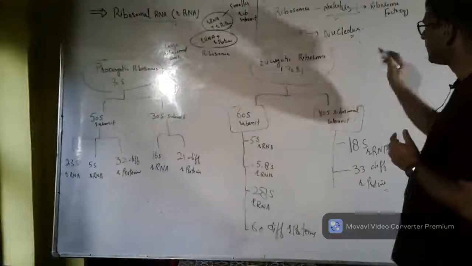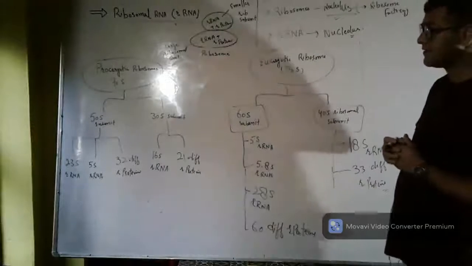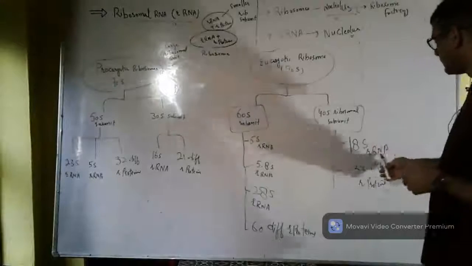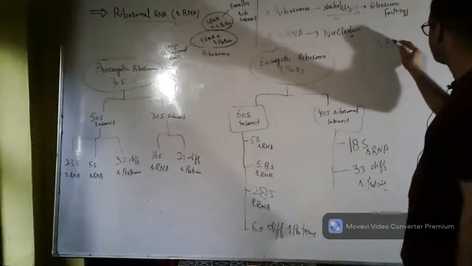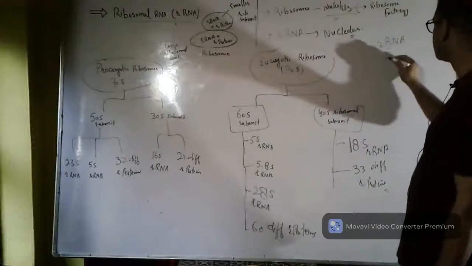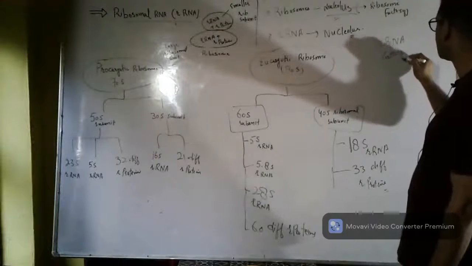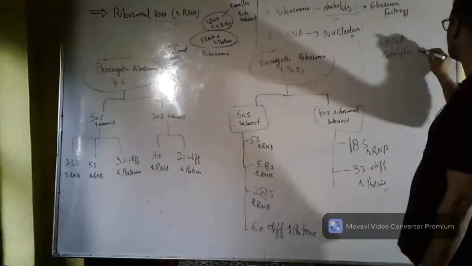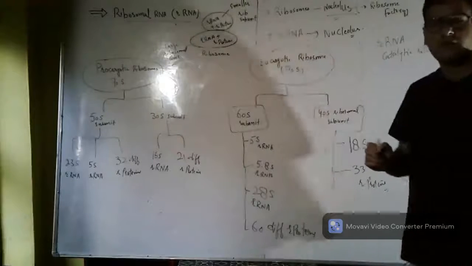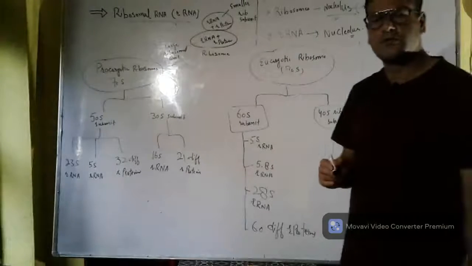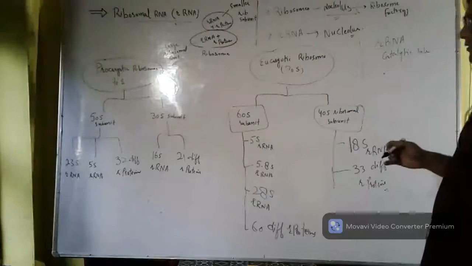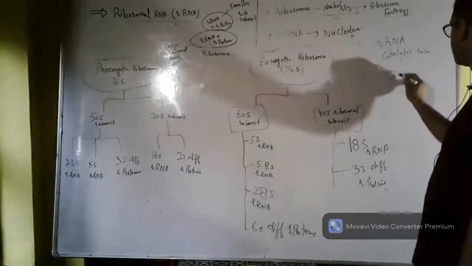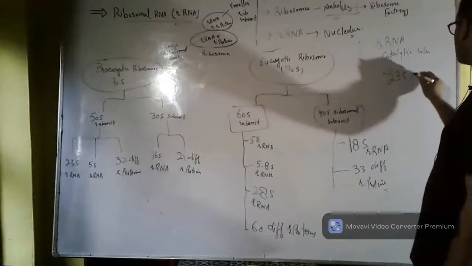One important thing in this case is that these ribosomal RNAs have a catalytic role. Catalytic role in ribosomes. That means they have an enzymatic role in ribosomes. For example, we have 23S ribosomal RNA.